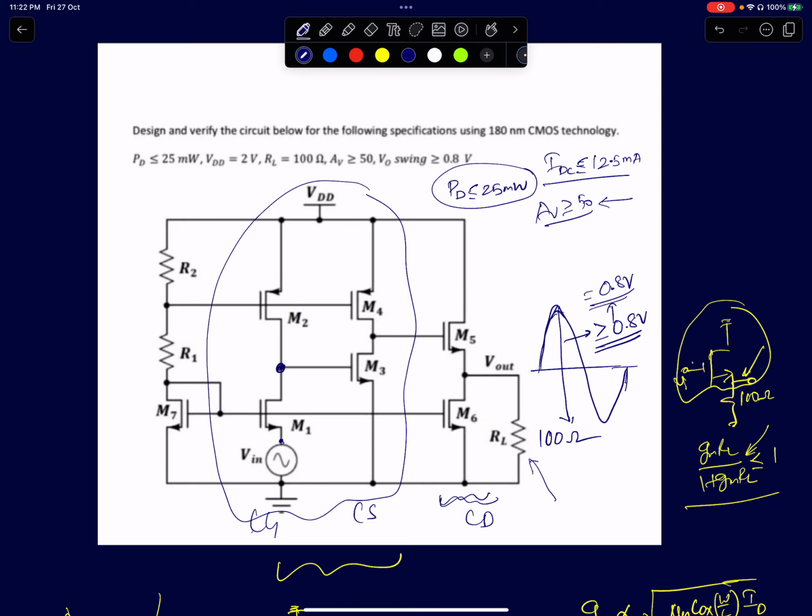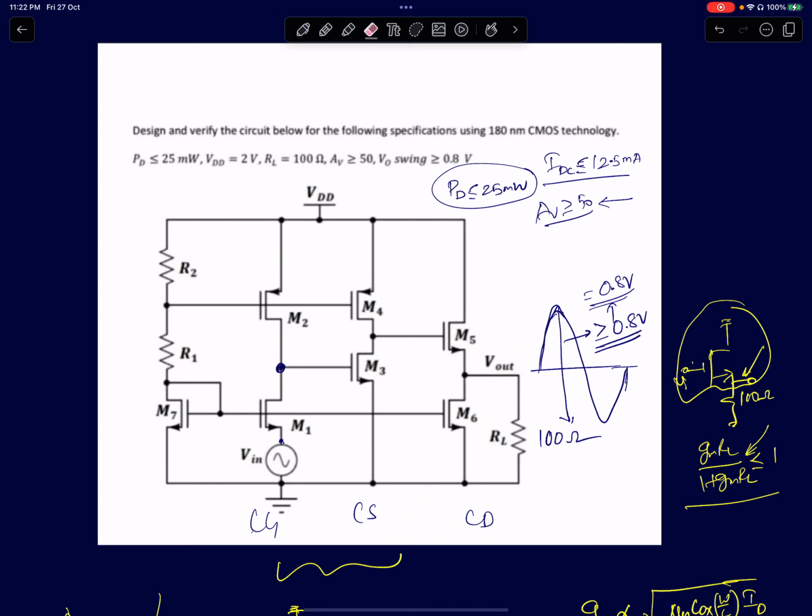Now, if I'm given the task of deciding what the gain should be, I know that the last stage, the common drain stage, cannot give me a gain greater than 1. So I can choose the gain to be 0.9 or even 0.8. I can choose it to be 0.8. The first and second stages are where I should get all the gain from. The gain greater than 50 has to come from the first and second, because the third stage is just a common drain. You don't get much gain out of it.